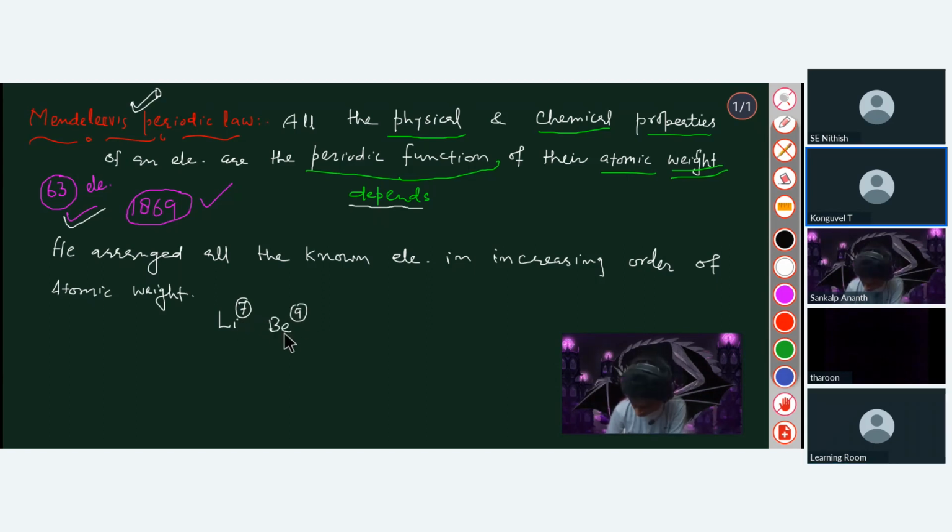Sir, hydrogen, helium and all weren't discovered, sir. Helium is a noble gas that was not discovered, but hydrogen was discovered there. Hydrogen, its mass is 1, right? Yeah, hydrogen is the first.